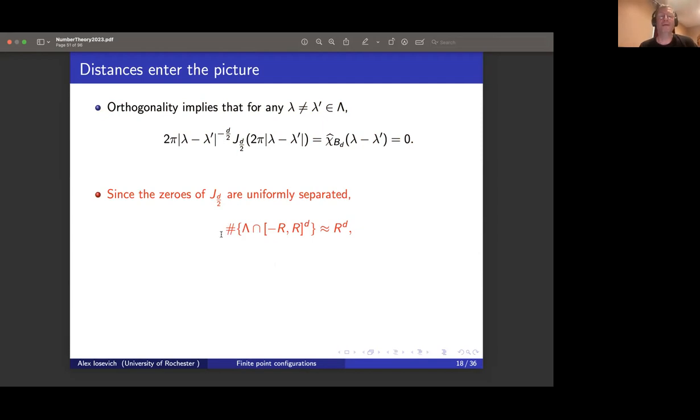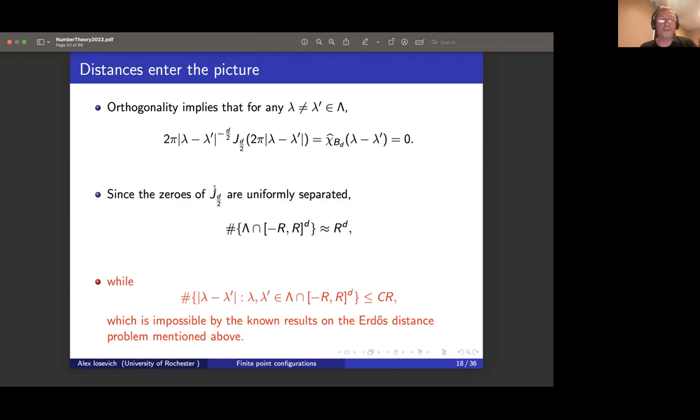And what this tells us is that there are two things. From density, we know that the number of elements of the putative spectrum in a large cube of side length R is approximately R to the D, but the separation of the zeros of the Bessel function tells us that the number of distinct distances determined by the elements of the putative spectrum inside the cube of side length R cannot exceed a constant times R. So we have produced a magical set of approximately R to the D points in D dimensions that determine at most a constant times R distances.